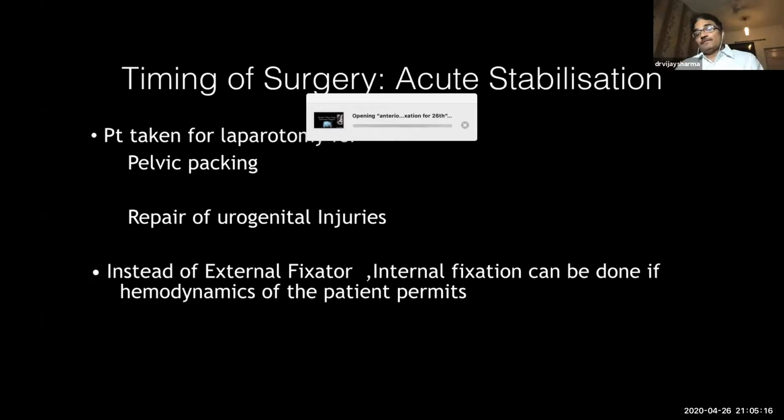There is a role of acute stabilization, like Dr. Inder's lecture. If the patient is taken up for laparotomy and is hemodynamically stable, you have packed and the patient becomes stable and there is symphyseal disruption. Another thing is the patient is being taken to the theater for urogenital injuries. They have repaired it, and why apply an external fixator there? Why not do a definitive fixation if the hemodynamics of the patient permits? So there are acute stabilization indications also.